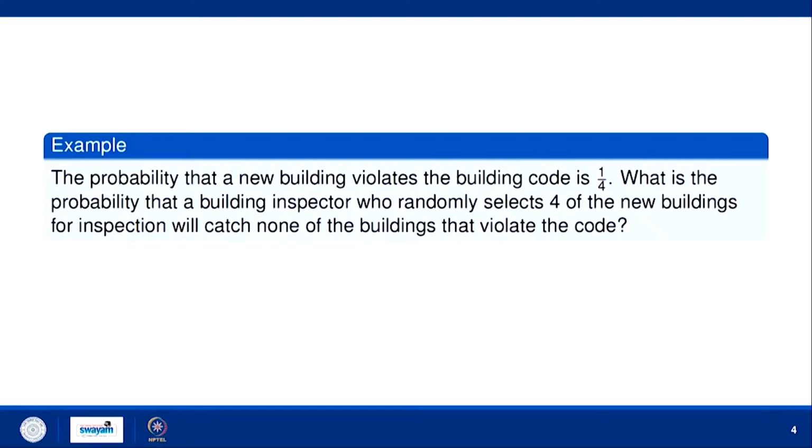Okay. So, let us discuss this example. This example is based on binomial distribution. The probability that a new building violates the building code is 1 by 4.